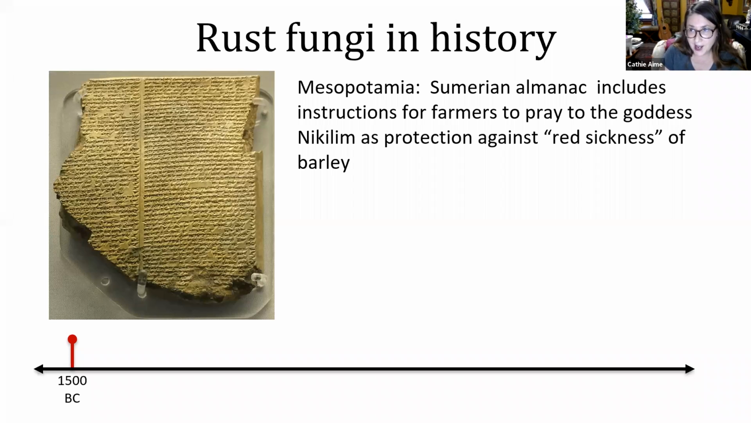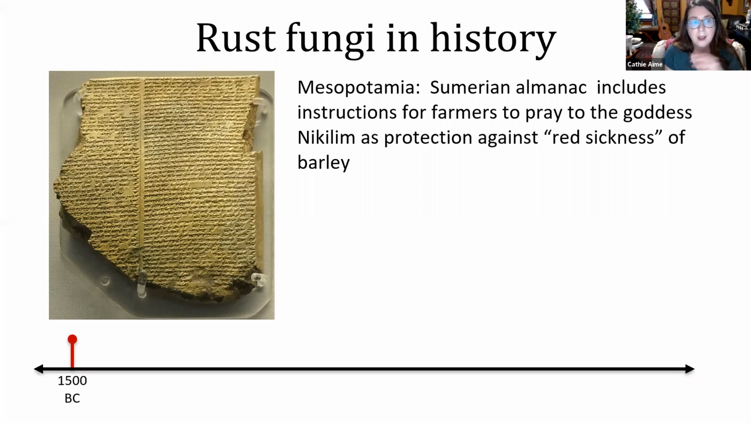And so I want to switch gears just a moment now and talk about some of the impacts that rust fungi have had just on human culture and agriculture. And we can go all the way back to our very first written records, and these are clay tablets from Mesopotamia. And there is reference in these clay tablets to a red sickness of barley, which we believe refers to a rust fungus on wheat.